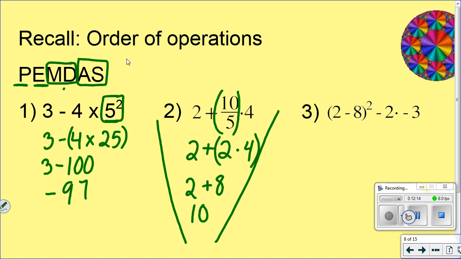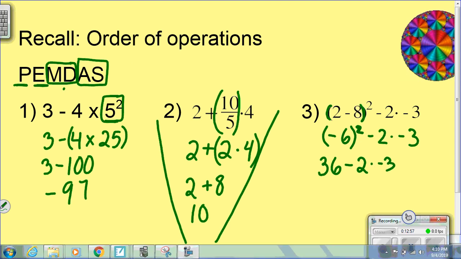All right, last one. Parentheses first. I certainly do. So I want to do this 2 minus 8. 2 minus 8. Negative 6. So now I have negative 6 squared minus 2 times negative 3. Right? No more parentheses to work out. Do I have exponents? E is next. I have my exponent here of a 2 or a squared. So negative 6 times negative 6 is a positive 36. Negative times negative is positive. Now I have 36 minus 2 times negative 3.